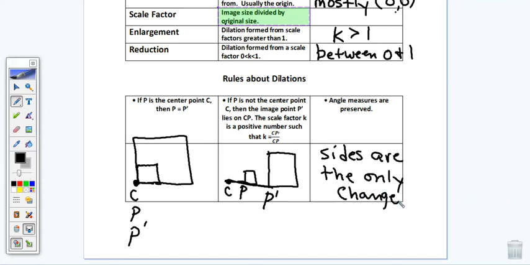So if you can remember those rules: if one of my shapes falls on my center of dilation, then P and P prime will also be there. But if P is not on the center, then P prime, P, and C all lie on the same line.